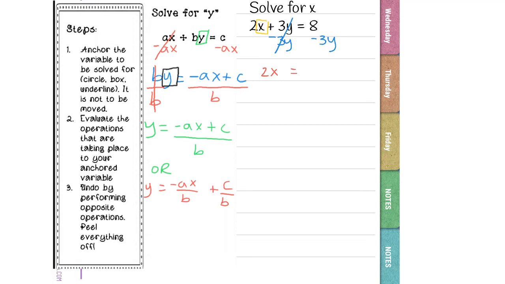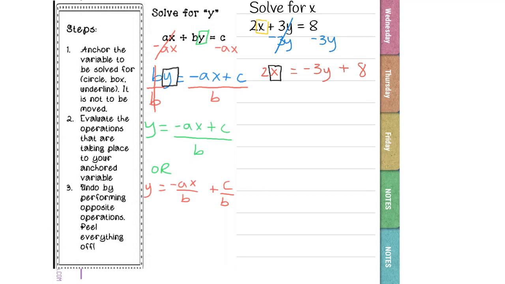Well, what is the variable and the constant? That's what I'm writing down first. So negative 3y. Is that 8 positive or negative? That 8 is positive, so I'm going to do plus 8. Don't forget to keep that box around your x because that reminds us that that's what's not going to be moved.